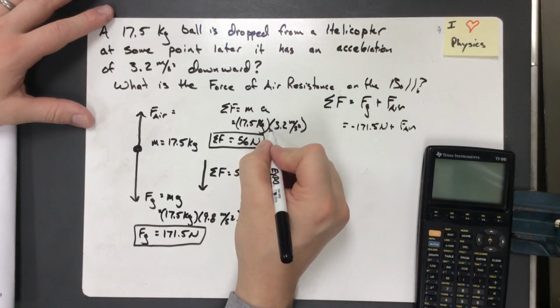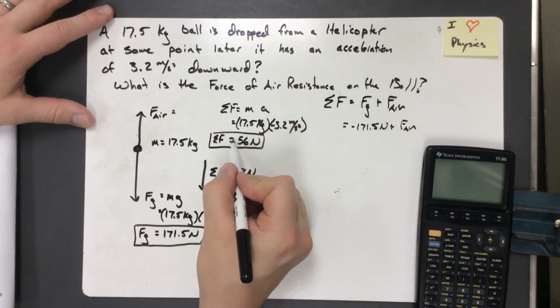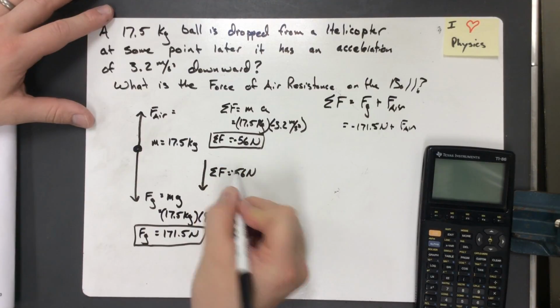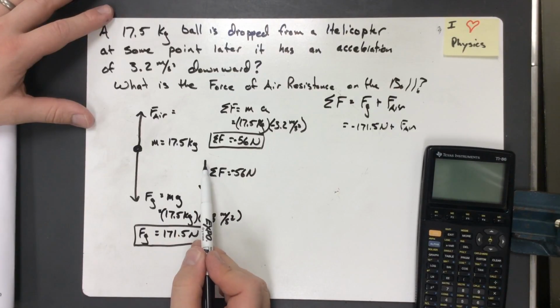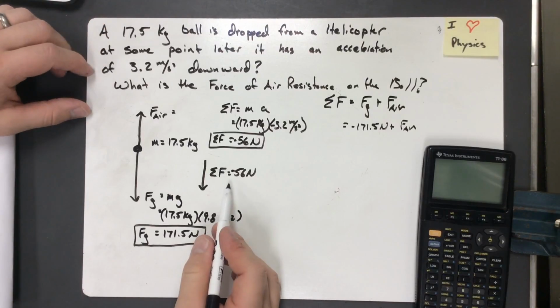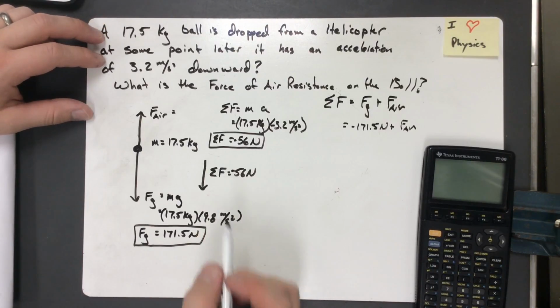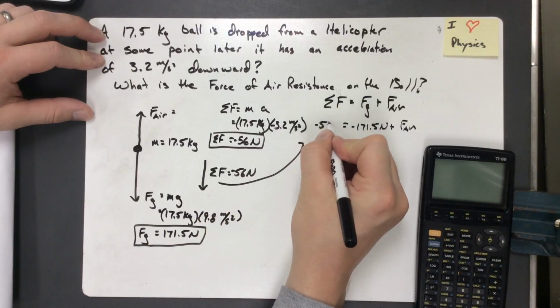I made a little mistake here. That would be downward for the 3.2, which then just changes this 56 to negative, which I should have caught sooner, but I didn't catch till right now. If you take a look, it makes sense because the net force is going downward in order for the ball to be speeding up. Now that we have this number of negative 56, we can put that into our force equation and solve.